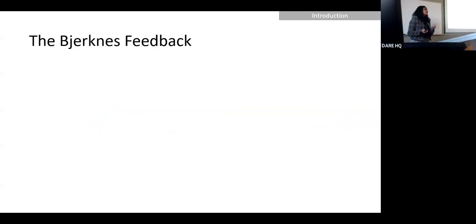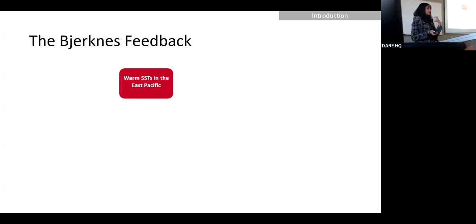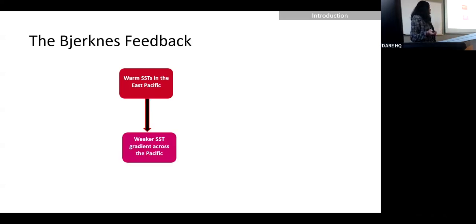Now, the way in which this proceeds, how you go from the normal state to one of these events, is through something called the Bjerknes feedback. So let's say you induce some sort of perturbation. Here you could have warm sea surface temperatures in the East Pacific. Let's say there's a longer period of sunny days than usual, or maybe a storm passes through or changes the circulation. And so now you have warmer SSTs.